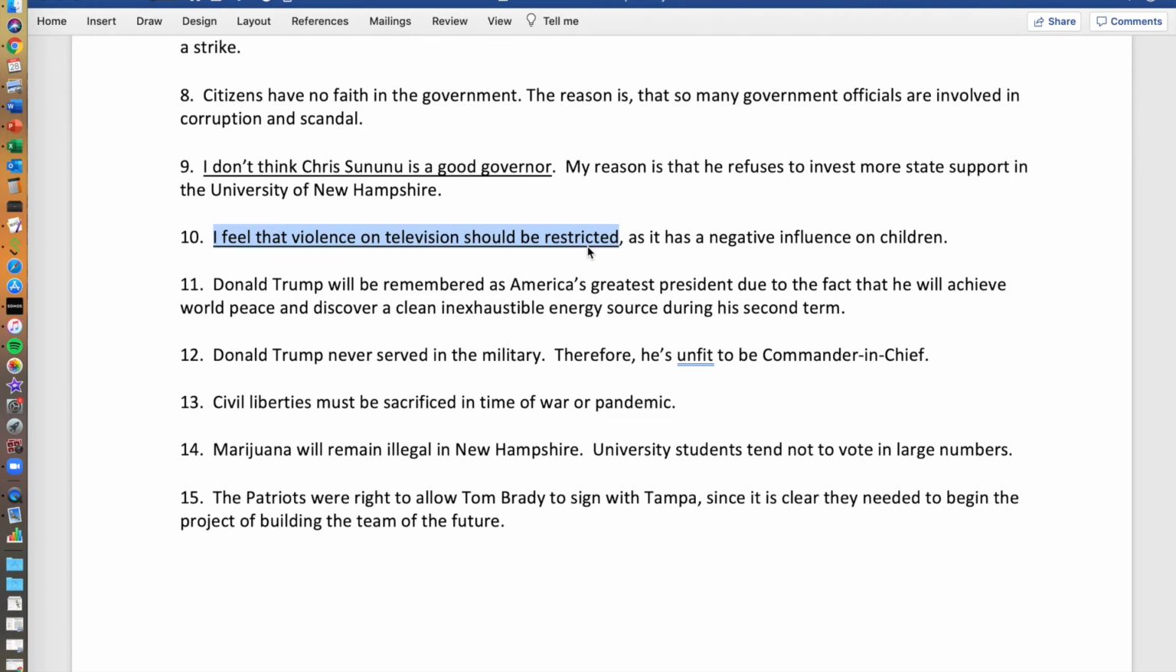And the claim is, I feel that violence on television should be restricted. Now, don't be confused or distracted by the fact that we use the word feel, or that, as in number 9, it seems to be someone's opinion. Because again, we often argue in support of our opinions, and very often the opinions that we assert end up being controversial. People disagree with them, and so that opens the opportunity to argue, that is, to give reasons in support of our opinions.